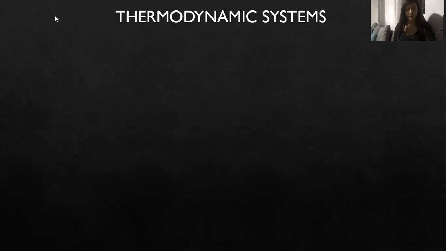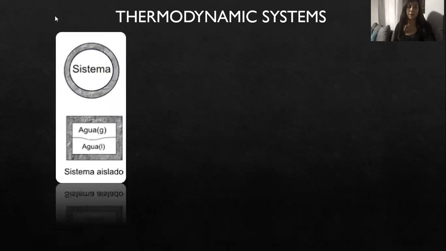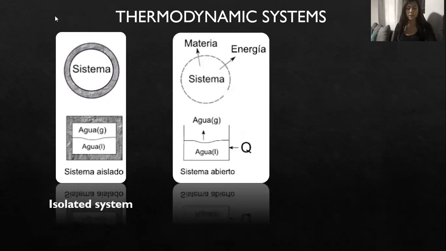Thermodynamic systems. There are three thermodynamic systems. For example, an isolated system is one that exchanges neither matter nor energy with the surroundings. Open system. It's one that exchanges energy and matter with the surroundings.